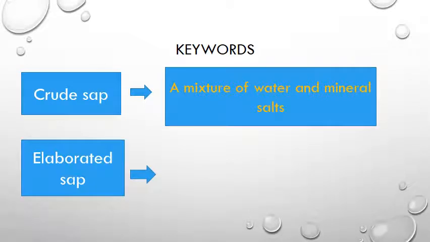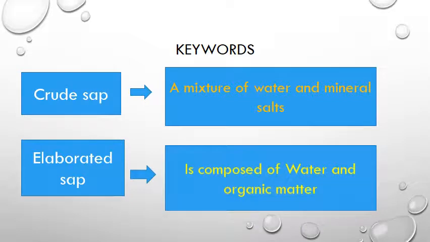Now, what are the constituents of elaborated sap? Think, then answer. Excellent! So elaborated sap is composed of water and organic matter. So we learned that crude sap is a mixture of water and mineral salts, and elaborated sap is composed of water and organic matter.